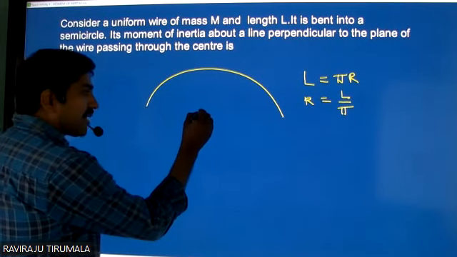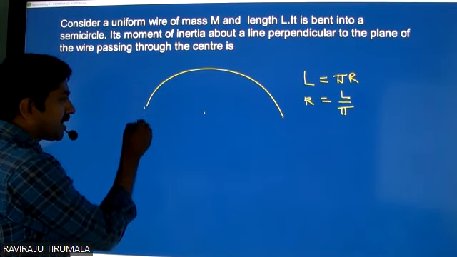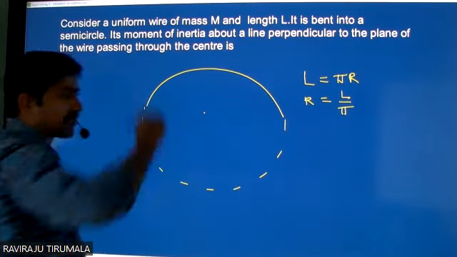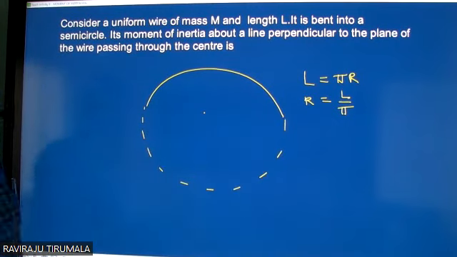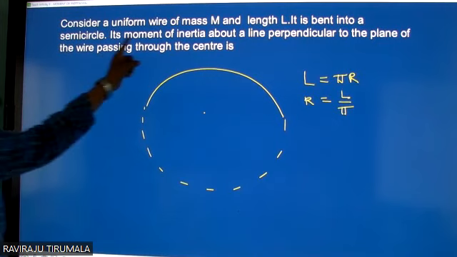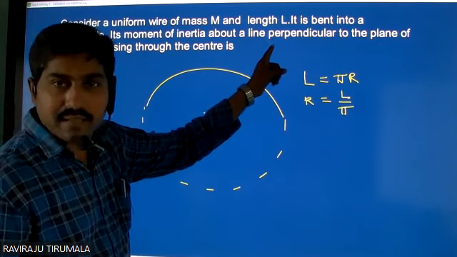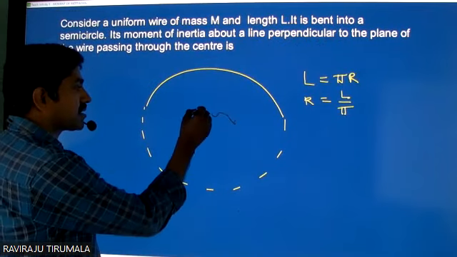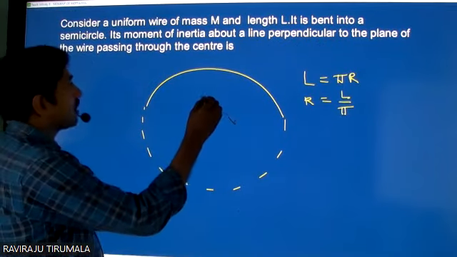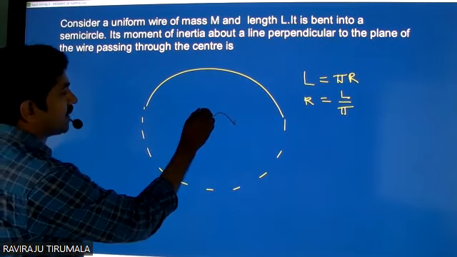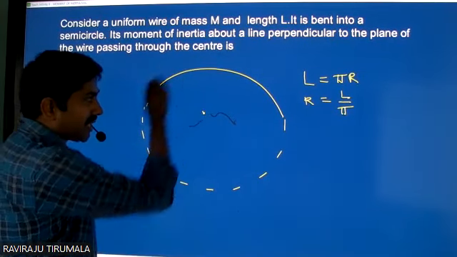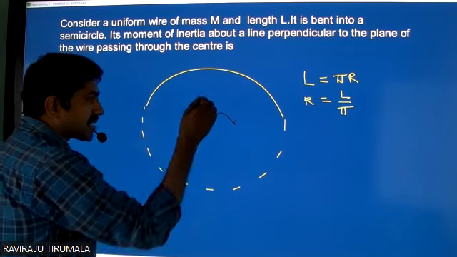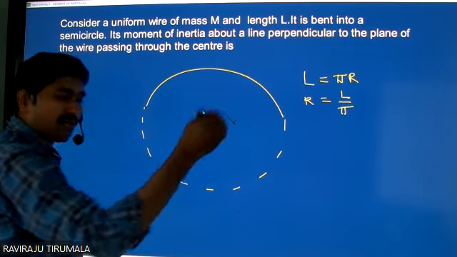Now, in this particular case, if there is a complete ring, for example, what is the axis they are asking? Moment of inertia about a line perpendicular to the plane of the wire. That means like this, and passing through the center. This is the axis. For any particular ring, passing through the center and perpendicular to the ring, what is the formula?